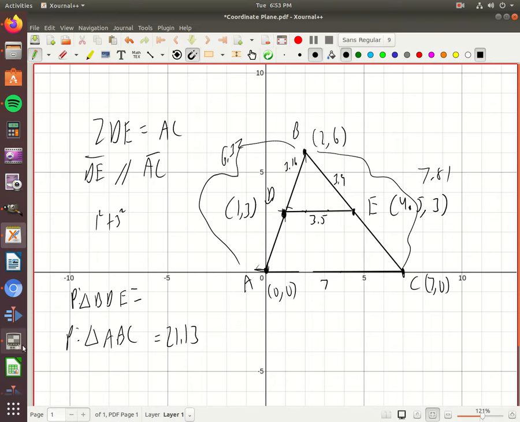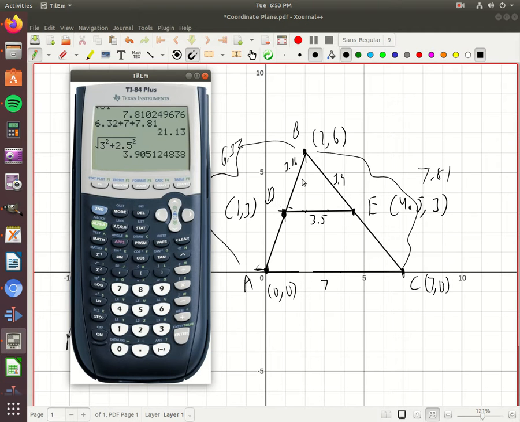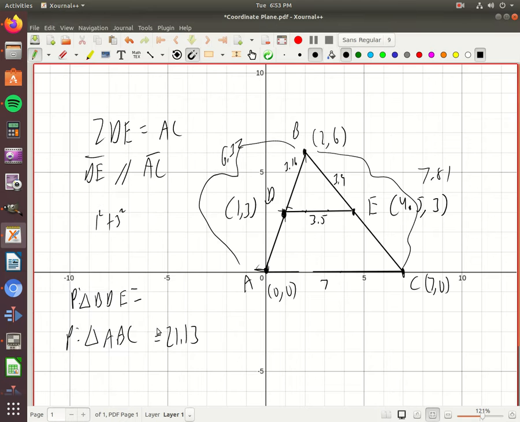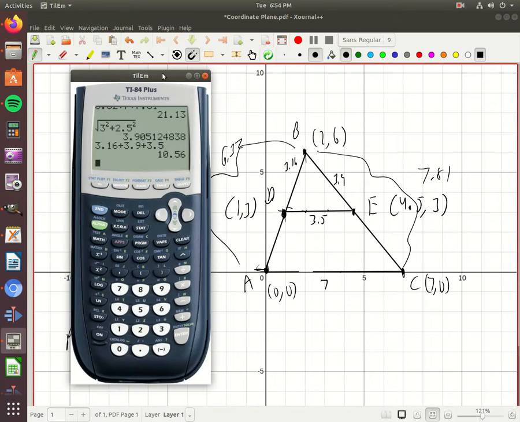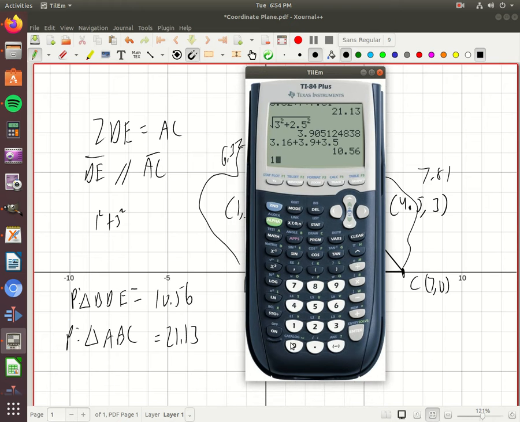So again, I'll make a note that I screwed that up. So it's going to be 3.16 plus 3.9. They could have really chosen friendlier numbers to not make this so ridiculous, but whatever. And we get a perimeter of 10.56. So the question is, what happens if I double 10.56? 10.56 times 2 equals 21.12.